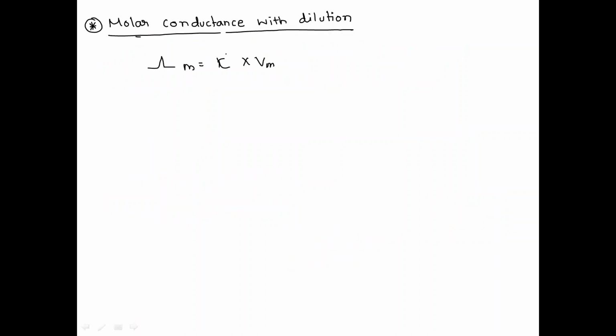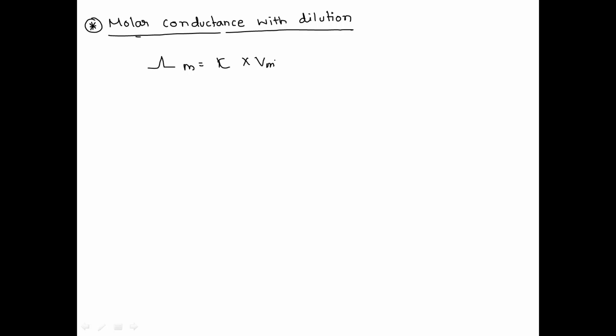So here there are opposing terms. If you dilute the solution, then Vm, the molar volume, will increase with dilution. It is pretty obvious that if you add more and more water, the volume of that solution will increase. But what about kappa? Kappa decreases, correct? The conductivity decreases with dilution.